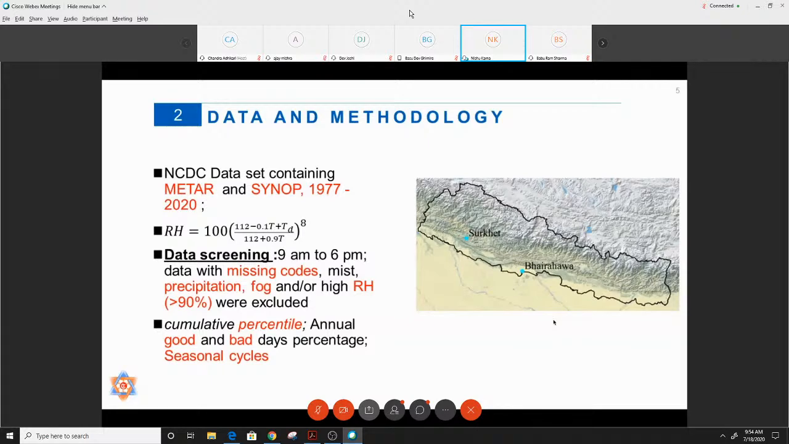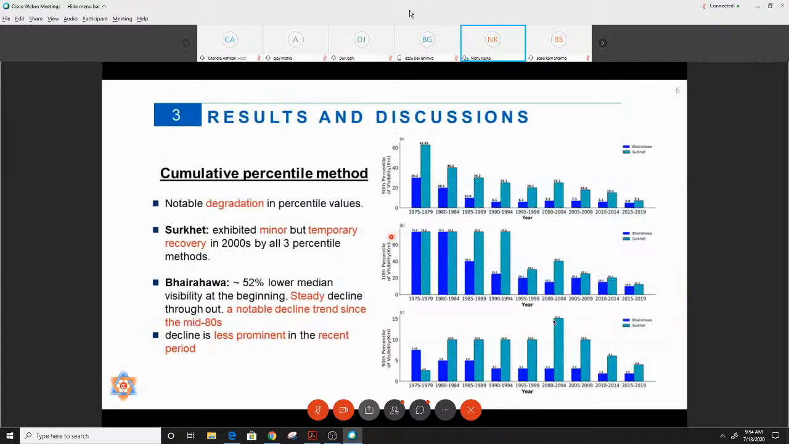The lower percentile here represents bad days and the upper percentile represents good days. We can see all the percentile levels have decreased over the time period. Interestingly, in Surkhet, a minor but temporary recovery in visibility condition is seen in the period of 2000 to 2004 for all percentile levels.